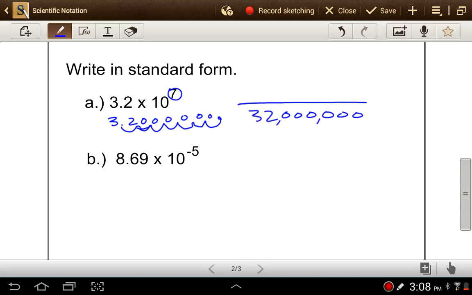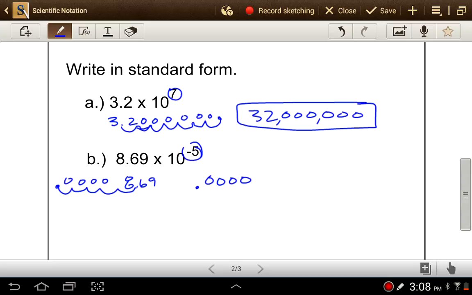For B, it's a very small number, so I'm going to move my decimal point to the left. Negative means I'm going to make a small number, so I move my decimal point to the left 1, 2, 3, 4, 5. Fill in my zeros, so it's going to be 4 zeros, then 8, 6, 9. You can put the 0 in front of the decimal point or not, it doesn't matter, but there is my final answer. Okay, we go on to my last example.